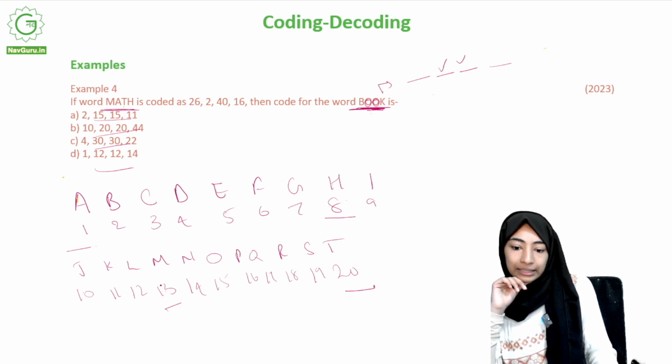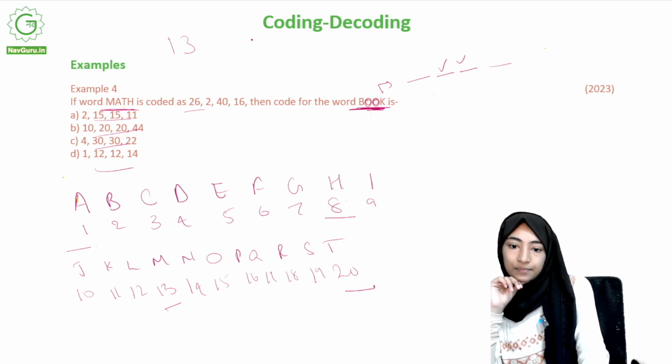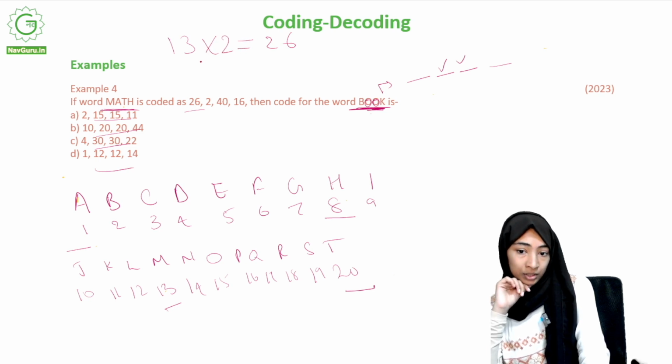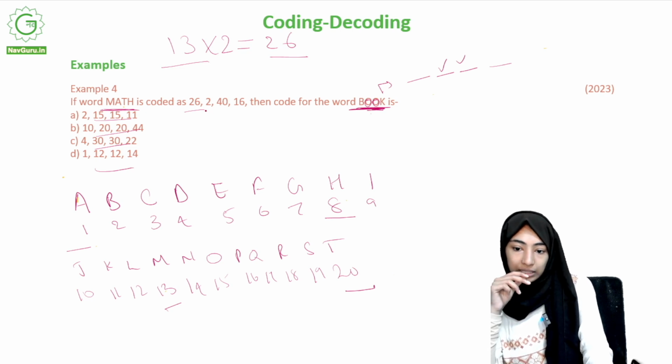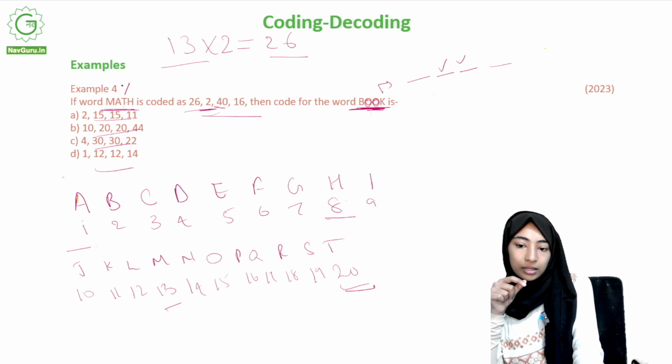So M, 13, has become 26 in this case. What do you know about 13 and 26? Do you know that 13 twos are 26? It's the double of 13, right? So that works. But let's see if it works for other cases also. A is 1. Yes, 1 two is 2, and we have gotten 2 here. T is 20, 20 twos are 40. It works. H is 8, 8 twos are 16. So basically the code is that the corresponding number into 2.